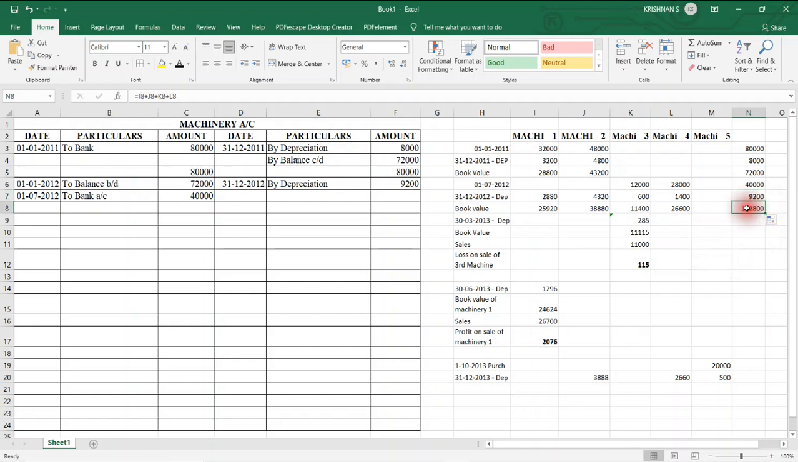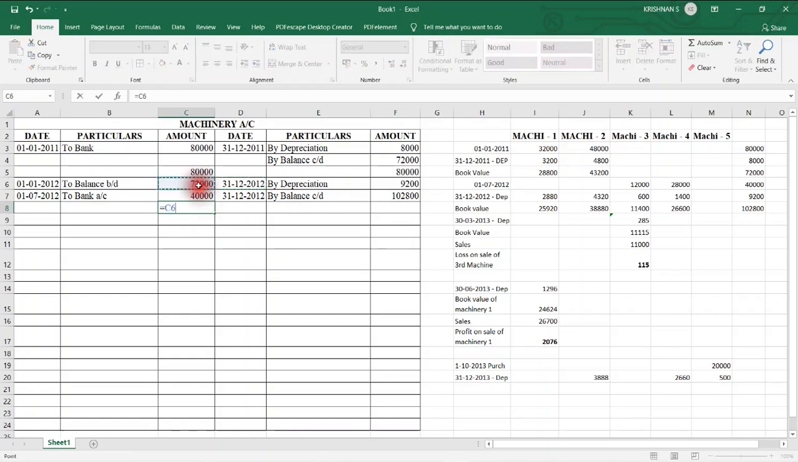Okay, so total book value of all the four machineries is rupees 1,02,800. Here we can mention that by balance carried on, same date can be entered here. Now we can add the amounts in the debit side. 72,000 plus 40,000, it's 1,12,000. Here 9,200 plus 1,02,800. So total comes rupees 1,12,000.